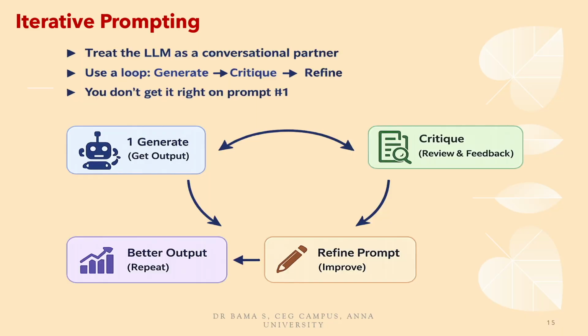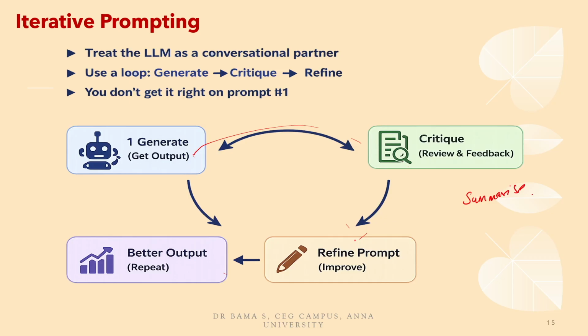Another type of prompting is iterative prompting, where we treat the LLM as a conversational partner, and through each prompt that we give, we first generate a prompt, critique it, and refine the prompt based on the previous prompt, again get the output, and if the output is not clear, again proceed with the exercise. So, this type is an iterative prompt.